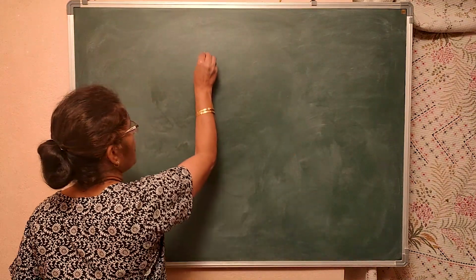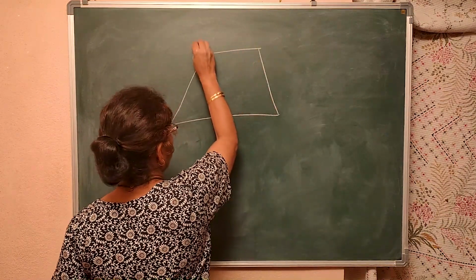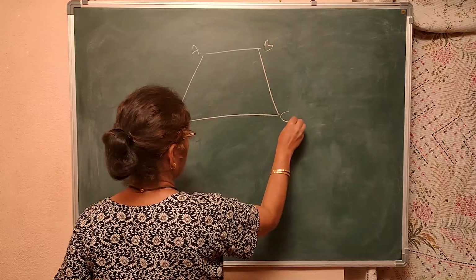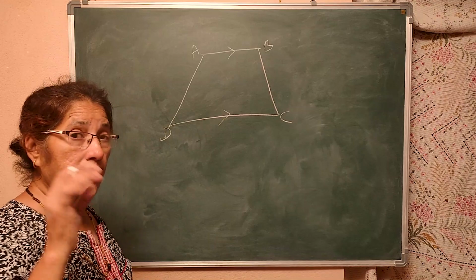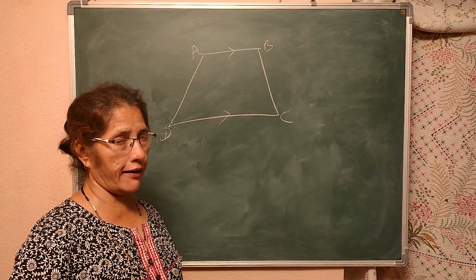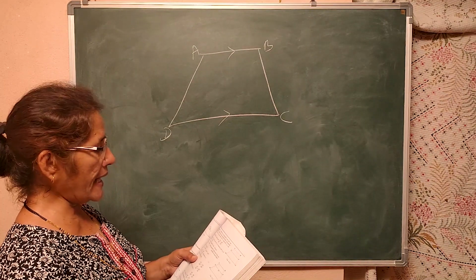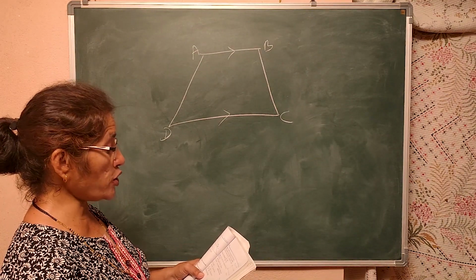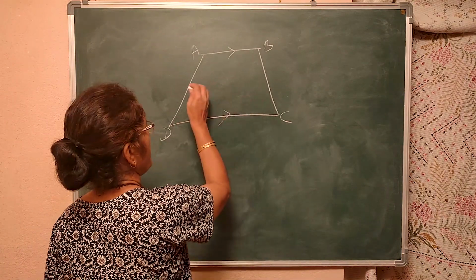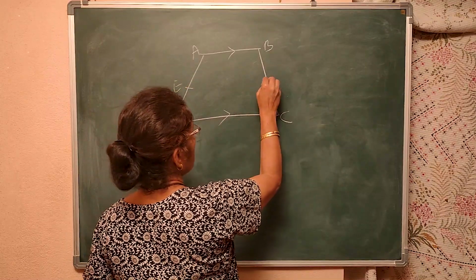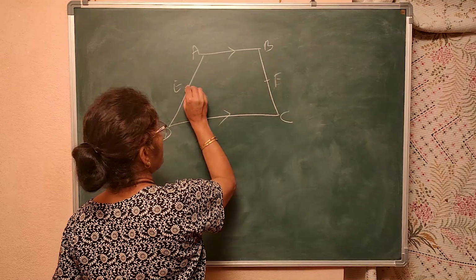ABCD is a trapezium. You know what is a trapezium? You go in order. In a trapezium, a pair of lines are parallel, where AB is parallel to CD. E and F are the points on the non-parallel sides. Which are the non-parallel sides? AD and BC. So, E and F are the points on the non-parallel sides of the trapezium and they are joined.